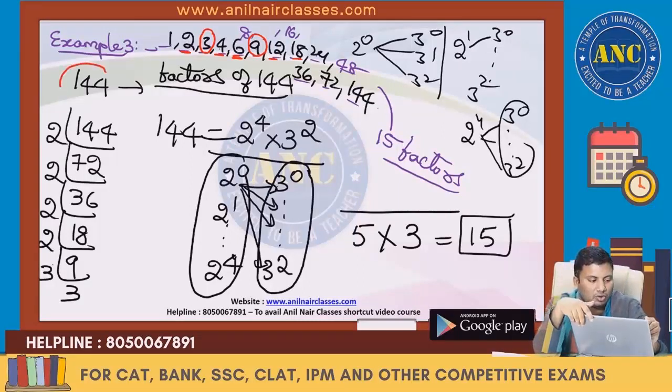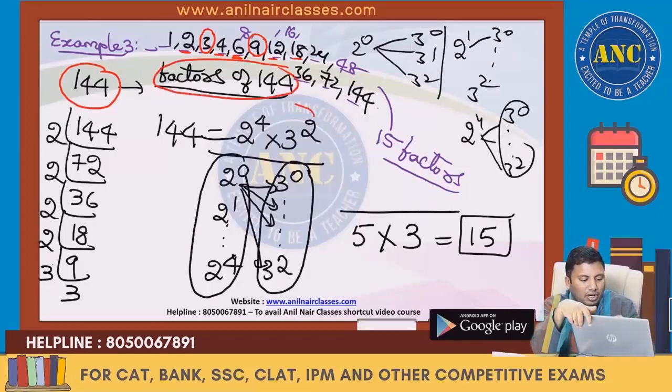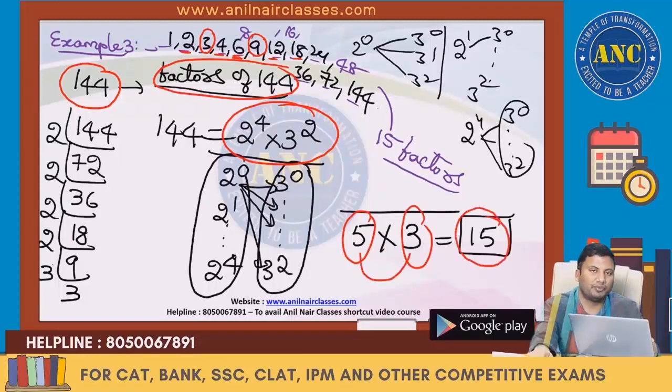Example 3 is only finding out the factors of 144. 144 is 2 power 4 into 3 square. 0 to 4 is 5. 0 to 2 is 3. What is 5 into 3? Total it is 15. I hope the idea is clear. Now write down example 4.